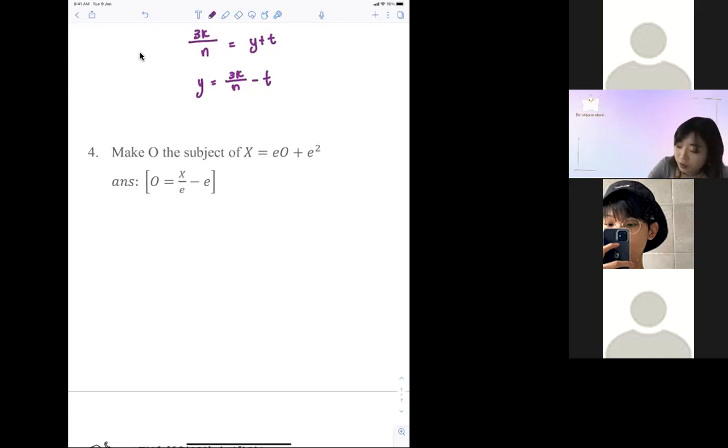Okay, let me go through. So if you want to make all the subject, okay, we must shift first. So this one plus bring over, minus, with subject one side, without subject one side. Okay, then this is times bring over, just divide. So that's it.